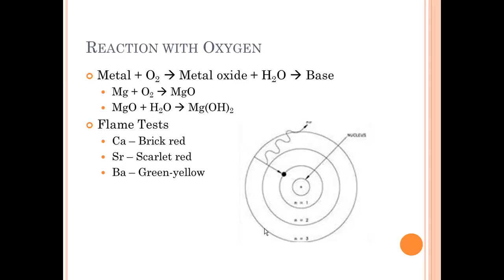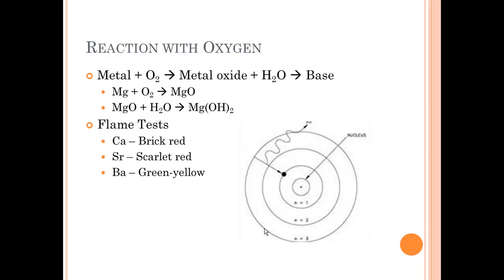Reaction with oxygen, this is kind of review from last chapter, but a metal plus oxygen makes a metal oxide. If you react that with water, you make a base. So for example, magnesium with oxygen makes MgO. If you were to put MgO in water, you would make a hydroxide, in this case magnesium hydroxide.